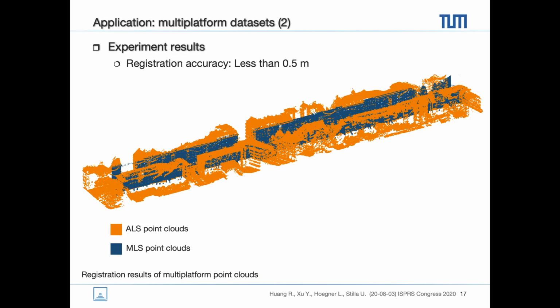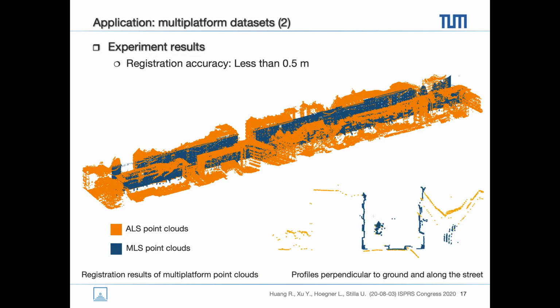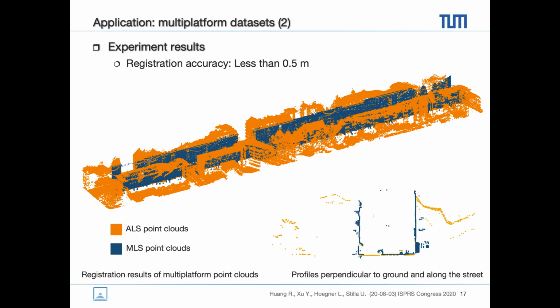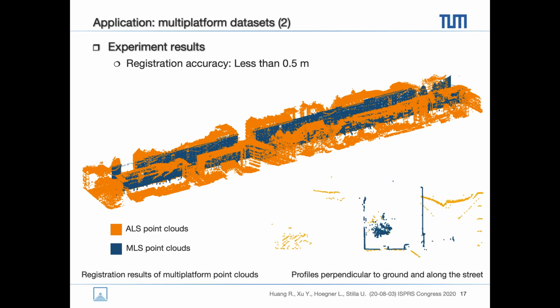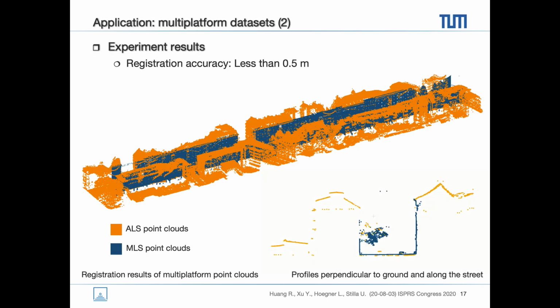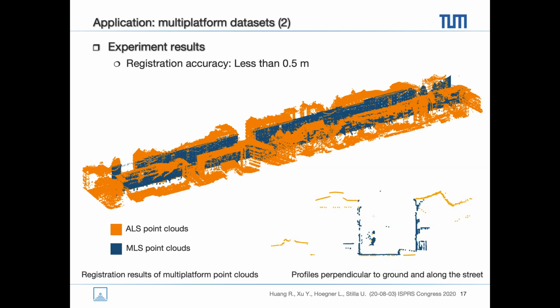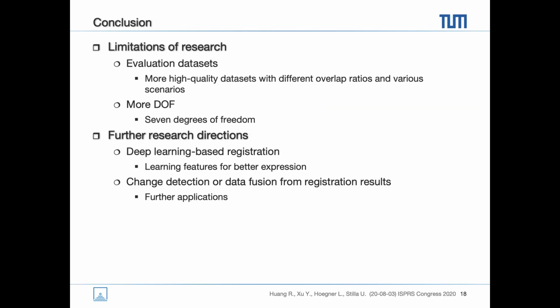Here is the registration result of the 2 point clouds. We also illustrate the profiles perpendicular to the ground and along the street. As shown in the animation, the ground and the roof are well matched. By the way, the registration errors are less than 0.5 meter. This experimental result proves that our method can produce satisfying quality of results under different situations.